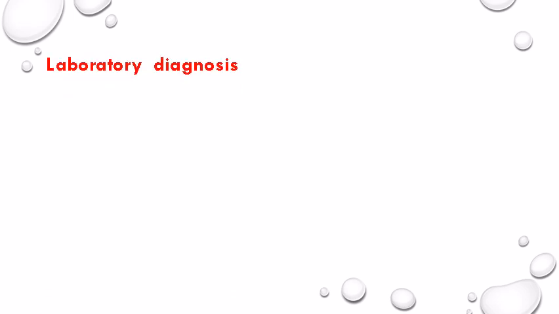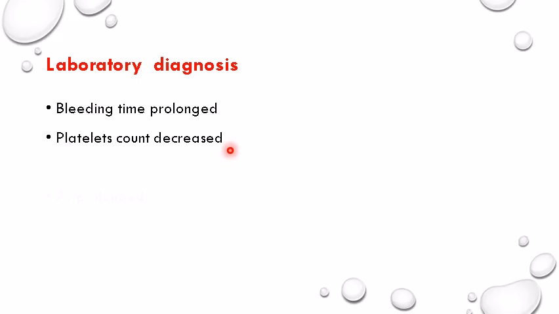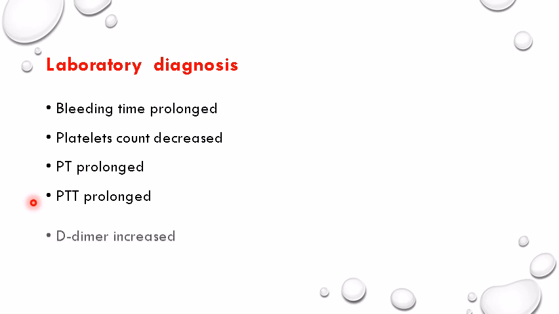Laboratory diagnosis of disseminated intravascular coagulation. As we expect, the bleeding time will be prolonged as patients usually have thrombocytopenia. As we said in the previous lecture, bleeding time usually measures primary hemostasis, and we have a defect in primary hemostasis as there are no platelets. Platelet count is usually decreased and low. Prothrombin time and partial thromboplastin time are both prolonged because there is consumption of coagulation factors. Almost all coagulation factors will be consumed, so PT and PTT will be prolonged.